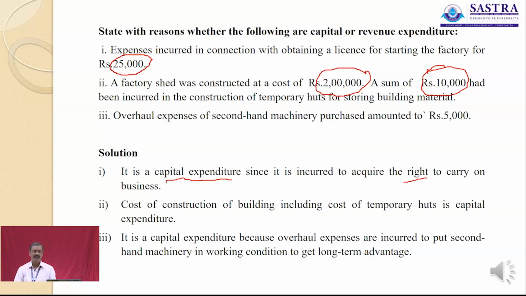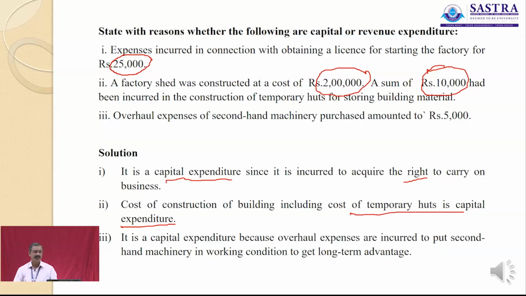And the cost of temporary huts will also be maintained for more than one accounting period to store the items, so both of them are expenditures spent for more than one accounting period, by which the revenue earning capacity of the business will be increased. So these expenditures are to be known as capital expenditure. Building including cost of temporary huts is capital expenditure.